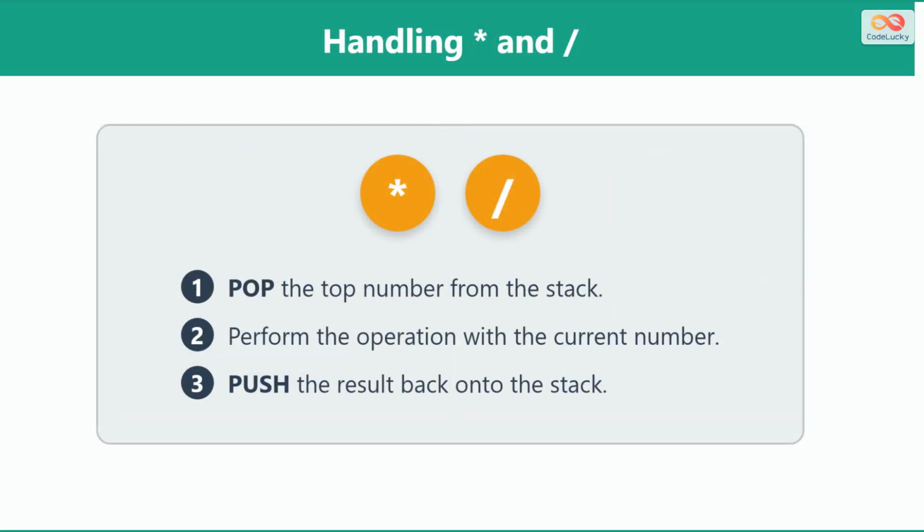Multiplication and division are different because they have higher priority. When we encounter these, we must evaluate them immediately with the previous number. We pop the top number from the stack, perform the multiplication or division with the current number, and then push the new result back onto the stack.